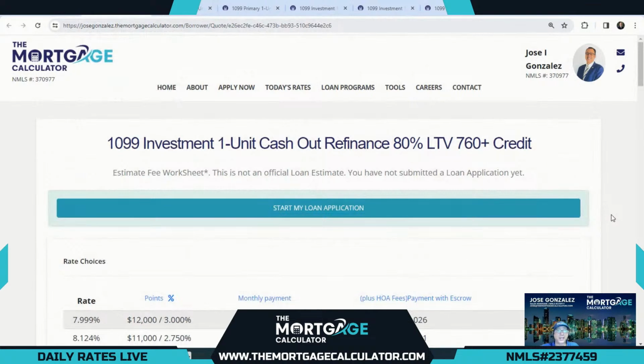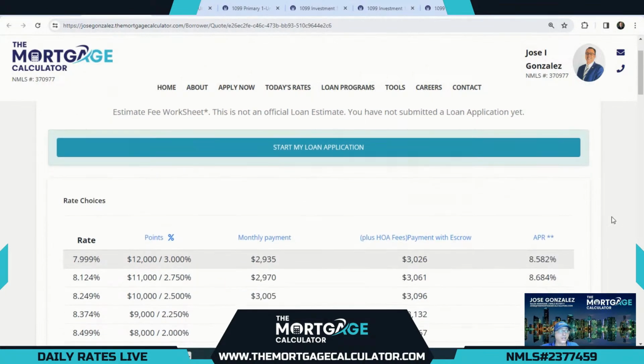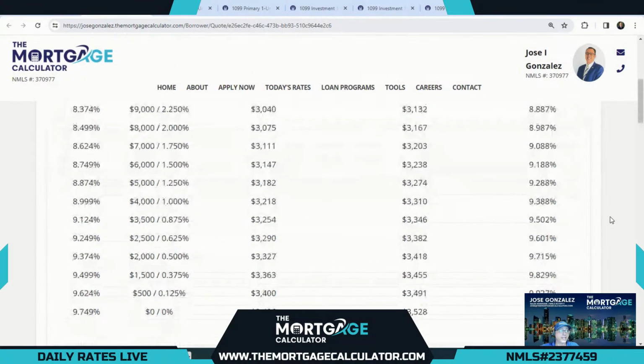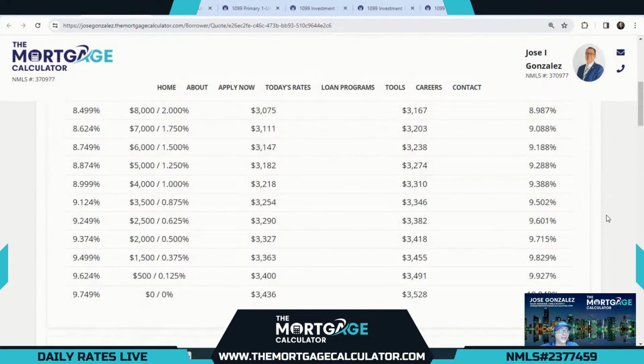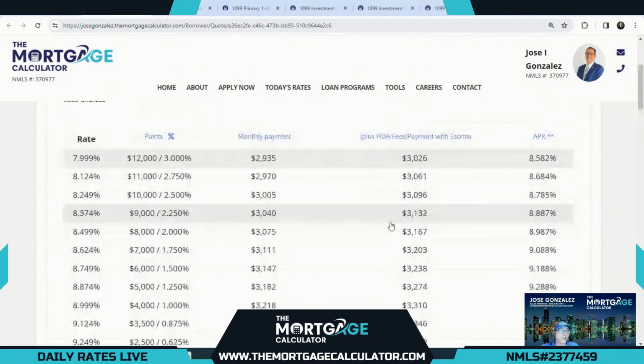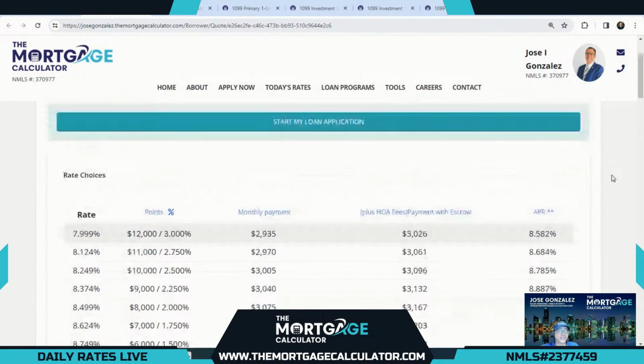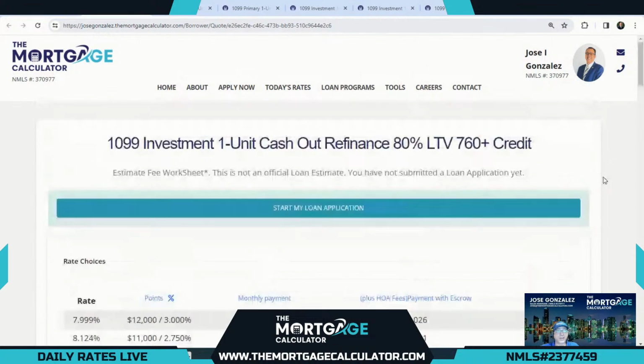And last but not least, our investment cash out for a one unit property at an 80% loan to value, 80% LTV is the maximum LTV for a cash out refinance for this option. And you're looking at 9.749 as your lowest cost option. And you can buy that down all the way to 7.999 at a cost of 3 points. So that's not too shabby considering this is an 80% LTV cash out refinance of an investment property using 1099s for income. Wow.